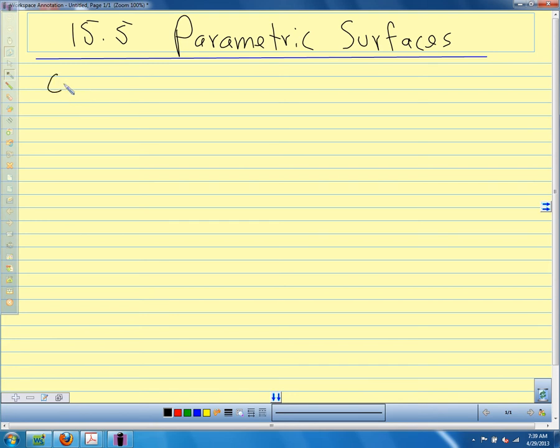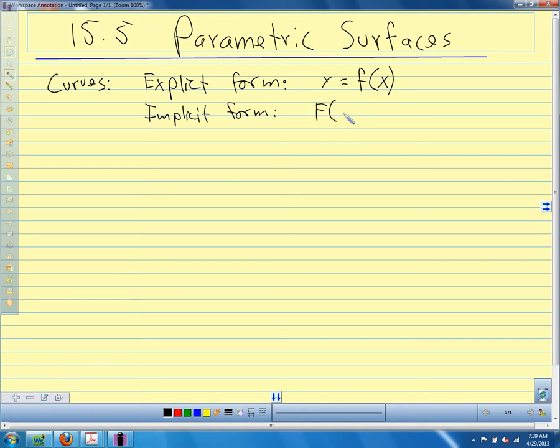For curves, we have several ways that we can describe a curve. We have the explicit form, and that's what we see most often, just y equals f of x. We can also write our curve in implicit form, and that's when we have some f of x, y equals 0. And then we had our parametric or vector form.